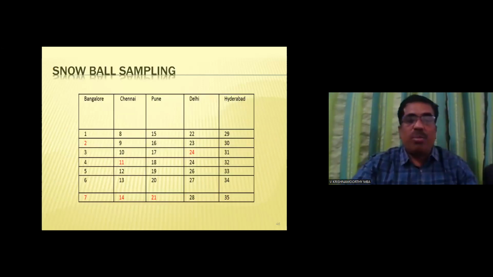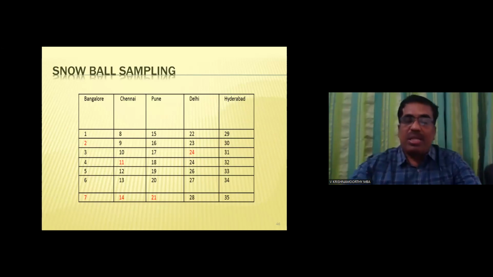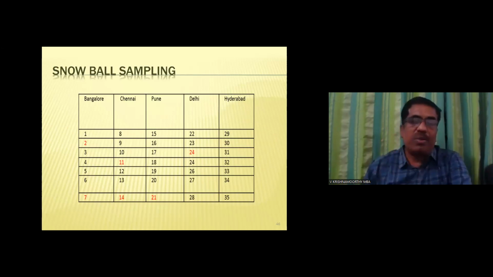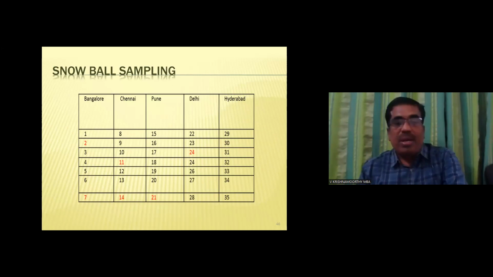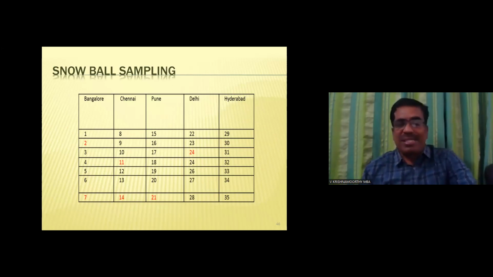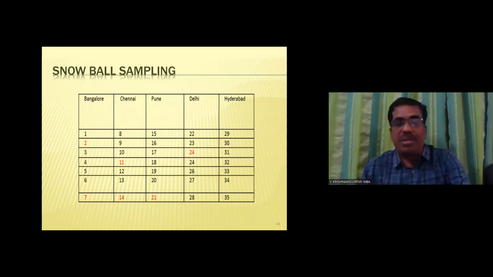Let's take the snowball sampling method. You have, for example, Bangalore, Chennai, Pune, Delhi, and Hyderabad. Assume 35 people are living in these cities. I am supposed to collect data, say from 6 respondents, because this data is very sensitive information.